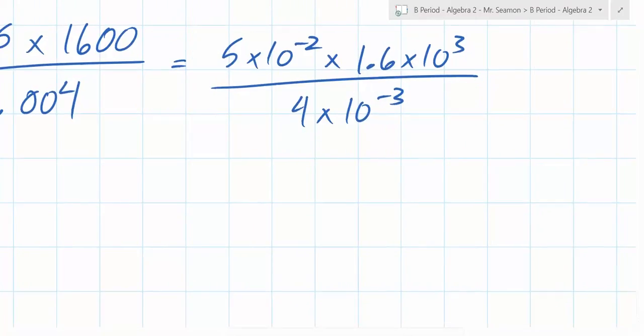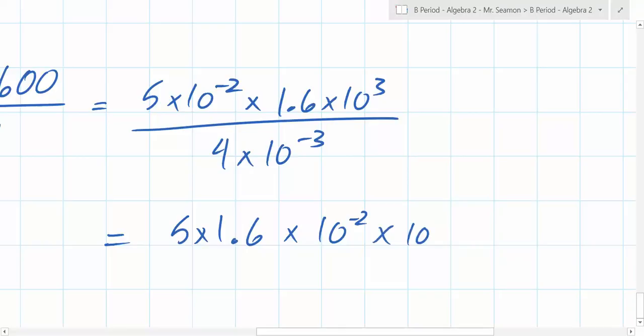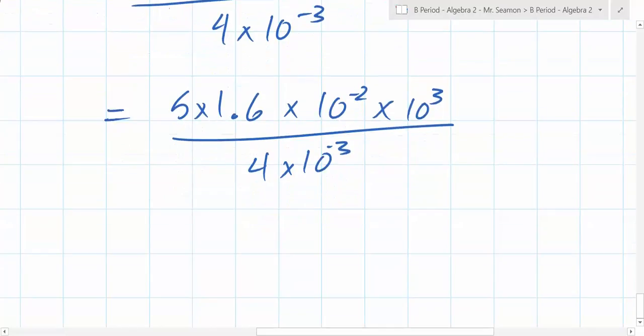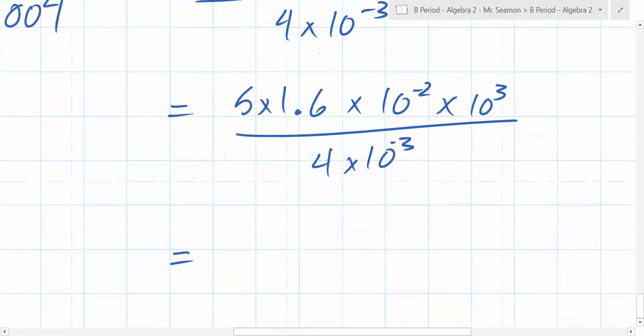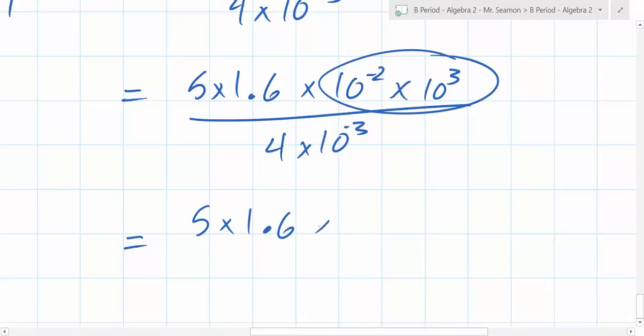Exactly. Multiplication can be rearranged. So what does this end up being? 5 times 1.6 times 10 to the negative 2 times 10 to the third, all over 4 times 10 to the negative 3, right? We can simplify the top a little bit. What's one thing we could do to simplify the top? Negative 2 minus negative 3. So that means simplify that part.